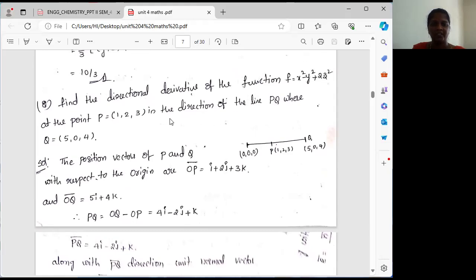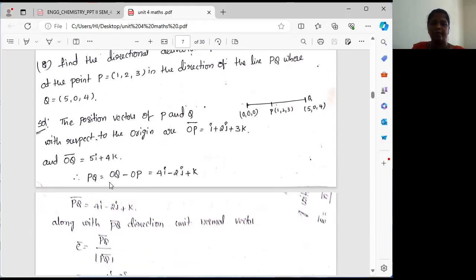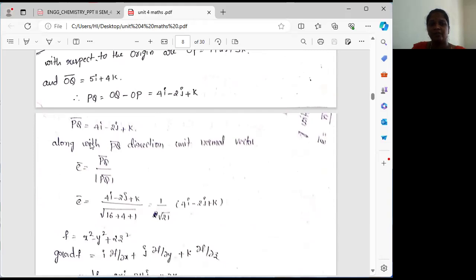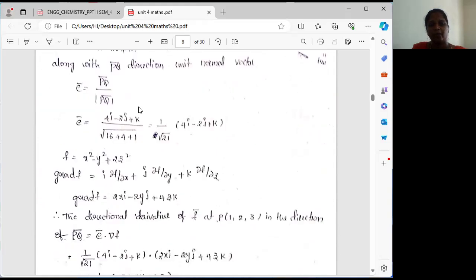Our condition is in the direction of the line PQ, so we have to calculate PQ. PQ equals OQ minus OP, which gives PQ equal to 4i minus 2j plus k. In the direction of this vector, we calculate the unit normal vector. Along PQ, the unit vector e equals PQ divided by mod PQ, the vector by its modulus: the square root of the i coefficient squared plus j coefficient squared plus k coefficient squared.